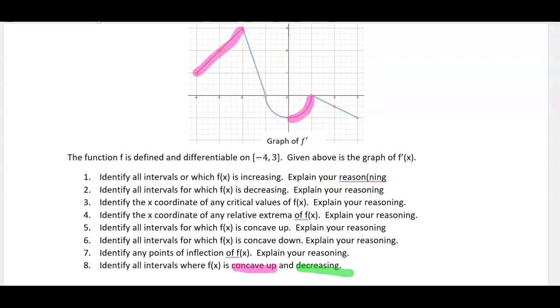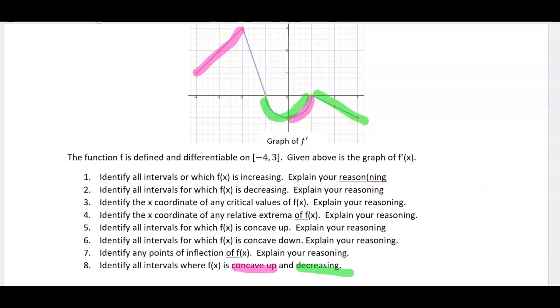Now, f is decreasing. Now, we haven't seen that in a little while. We saw that way back here on number 2. We saw that f is decreasing anytime the derivative is negative. And the derivative is negative anytime it's below the x-axis. So it's below the x-axis here and here.